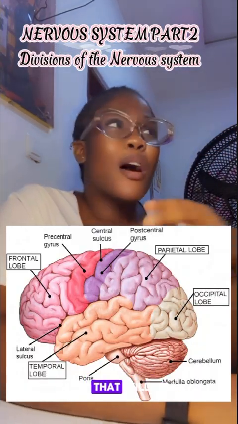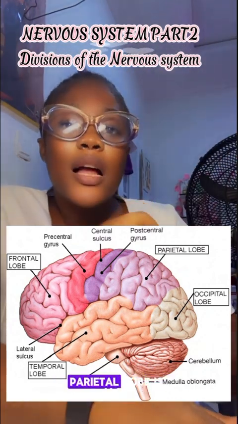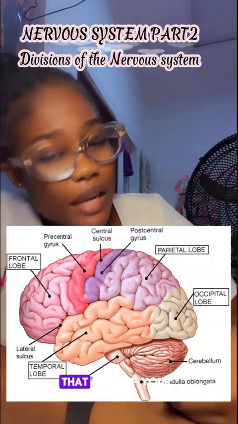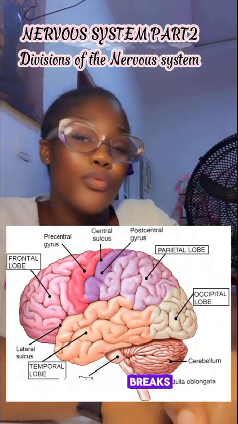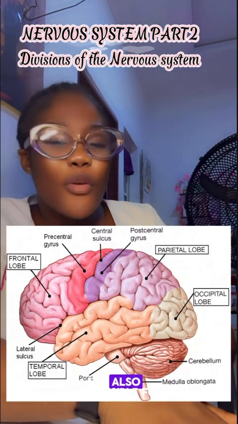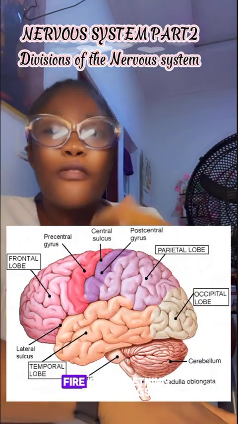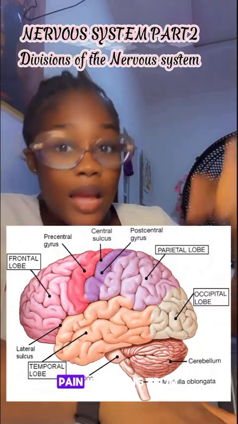Temperature: the part of your brain that will tell you that this house is hot is from where? Your parietal lobe. The parietal lobe is also responsible for pressure. If something presses you, the part of your brain that will tell you that something is pressing you, so that you shift from this place before it breaks your bone, is from the parietal lobe. It's also responsible for pain. Someone bites you, something pinches you, or fire or something.